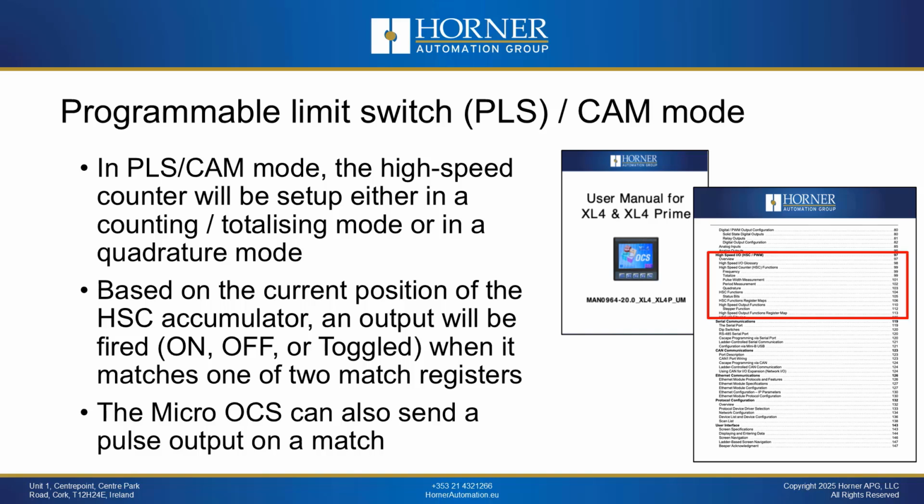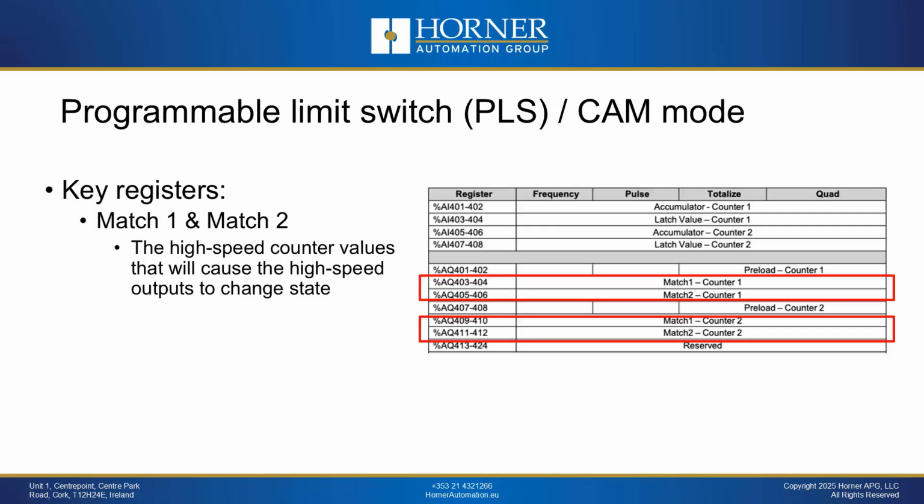In other words, finding out what all these different register maps are, what all the key registers are for making all this happen. The Micro OCS as well as the XLE and the XLT, in addition to being able to turn an output on or off or toggle it when it matches the accumulator, also send a pulse output on a match, meaning it can turn the output on for a specific amount of time. Let's take a look at an example register map.